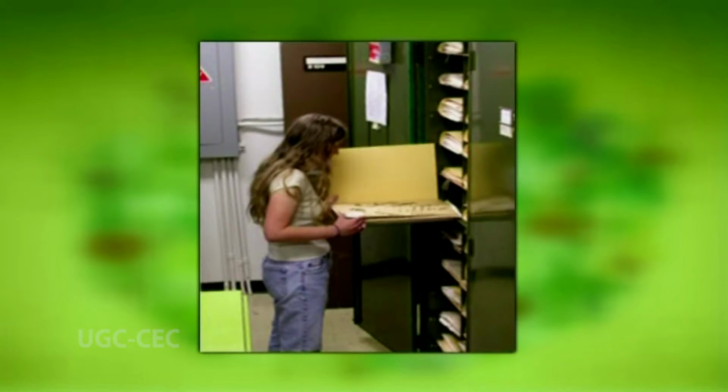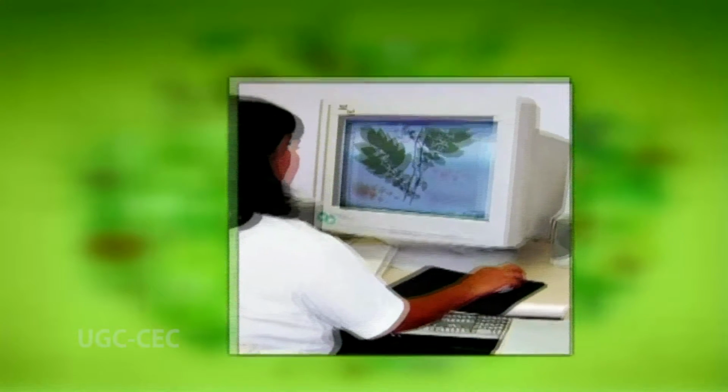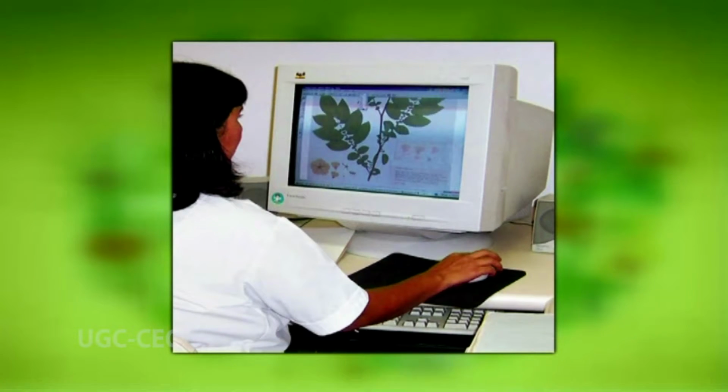Now let us discuss the digital herbarium, because this is a recent phenomenon that the herbaria are becoming more in digital format. These digital herbaria are sometimes also called as electronic herbaria. What is this digital herbaria? It is a herbarium in a digitized format.